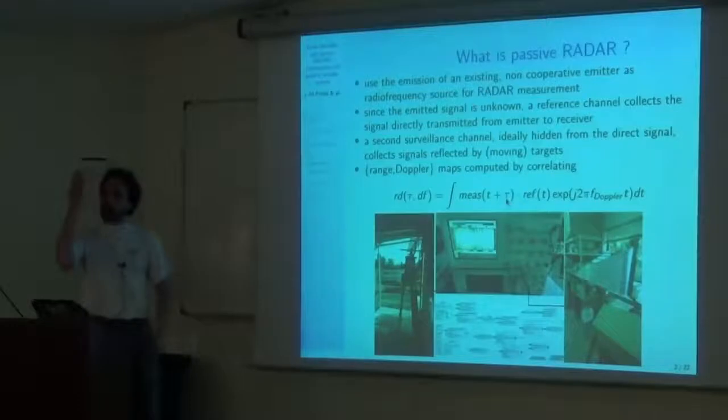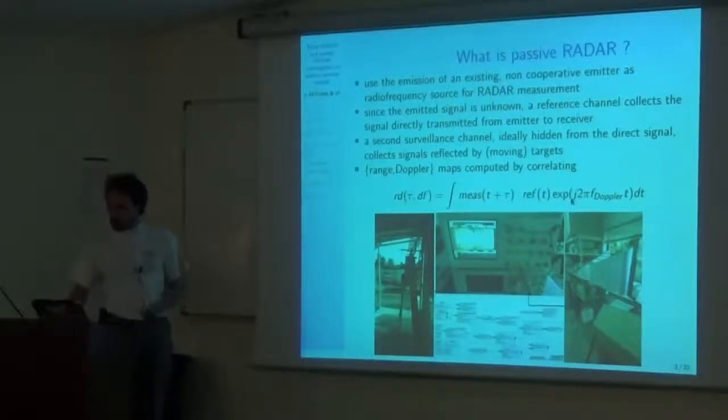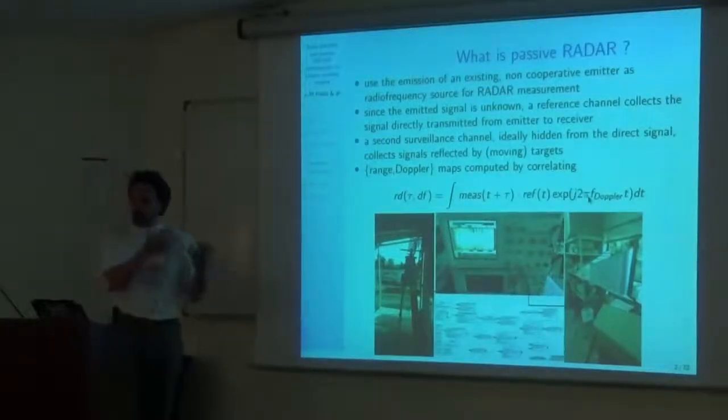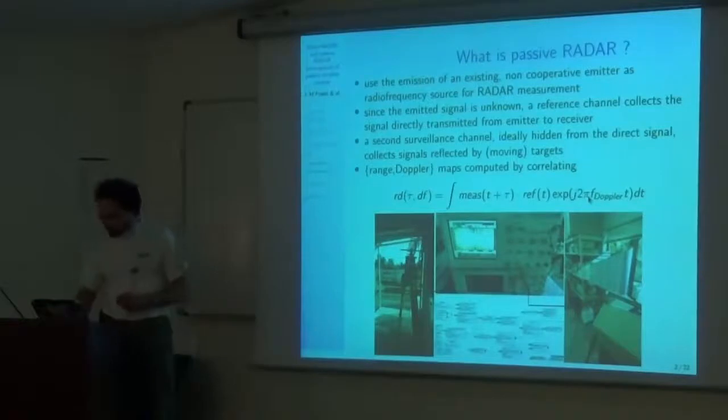So I have a signal that I sent, I have some echoes that are returned after some time tau, and I'm trying to slide the reference signal over the measurement to try to match these two signals. And because this measurement is that of a moving target, I might have some Doppler shift. So we end up trying to calculate the ambiguity function, which is the measurement at time tau plus tau, integrated after multiplication with a reference signal multiplied by exponential of j2 pi Doppler shift. So it's as simple as this, doing a radar processing.